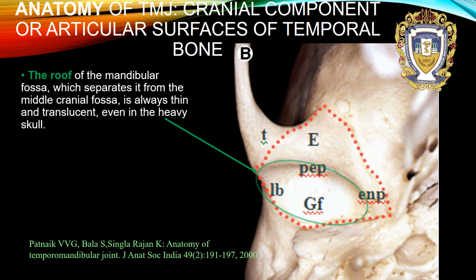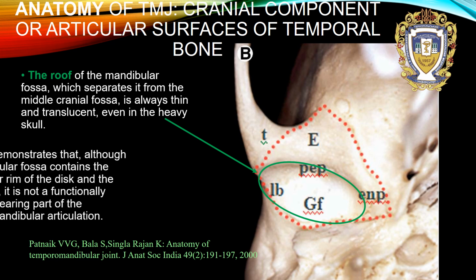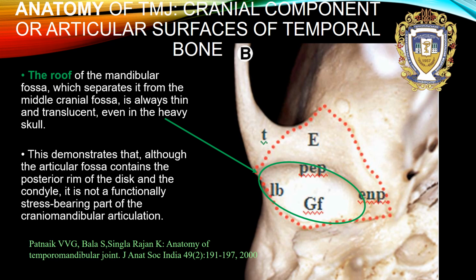The roof of the mandibular fossa, which separates it from the middle cranial fossa, is always thin and translucent, even in the heavy skull. This demonstrates that although the articular fossa contains the posterior rim of the disc and the condyle, it is not a functionally stress-bearing part of the craniomandibular articulation.